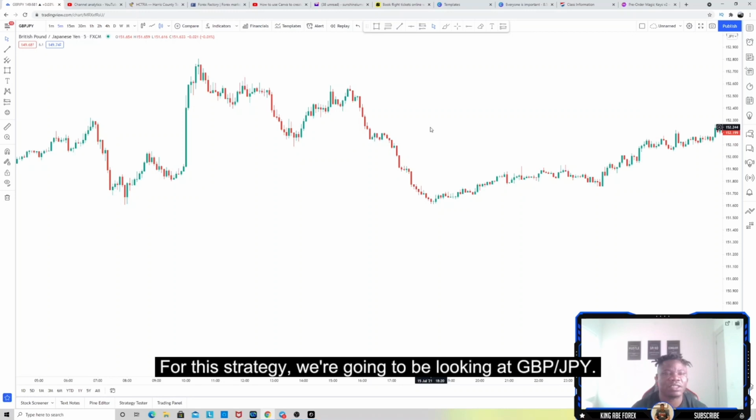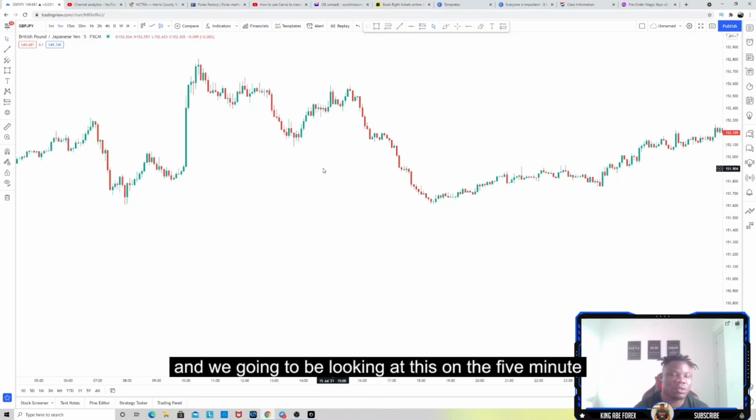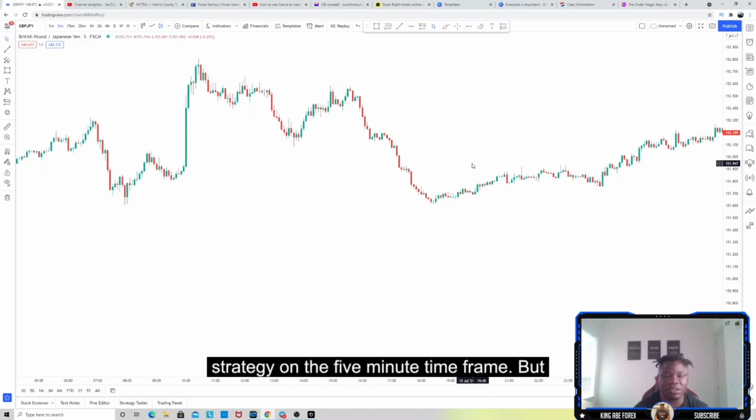For this strategy, we're going to be looking at GBP/JPY on the 5-minute time frame. I recommend that you use this strategy on the 5-minute time frame.